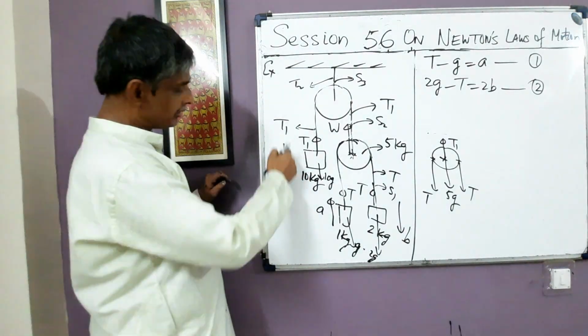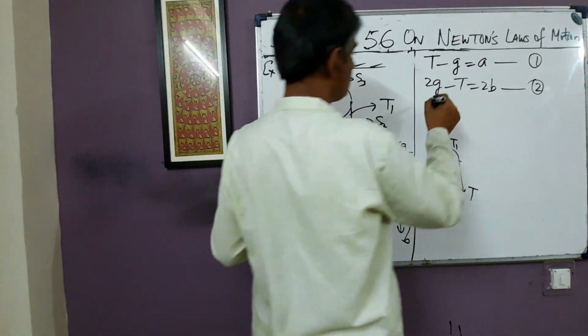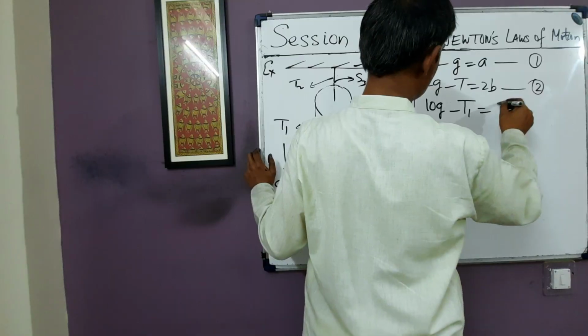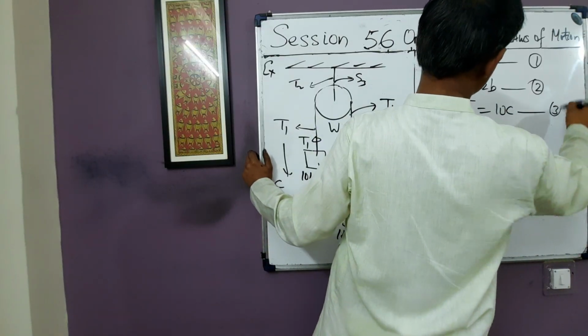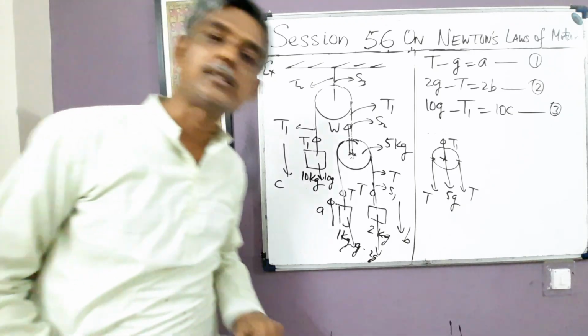Alright. Now write down the Newton's law equation for 10 kg block with respect to ground. It has been shown to accelerate downward with C. So 10G minus T1 is equal to 10C. This is the third equation.